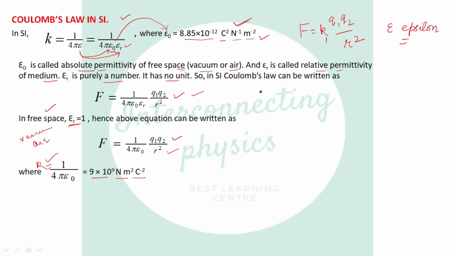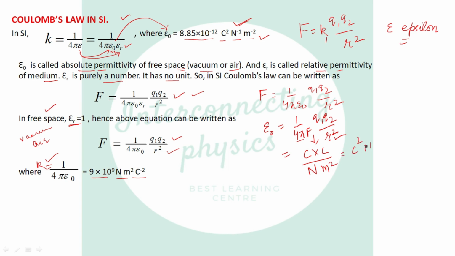So let us calculate the unit of epsilon. Since F equal to 1 over 4 pi epsilon naught Q1 Q2 over R square, let us cross multiply. Epsilon naught equal to 1 over 4 pi F, Q1 Q2 over R square. Now the SI unit of charge is Coulomb, so Coulomb into Coulomb. 4 pi has no unit, force is measured in Newton, and the SI unit of distance is meter, here meter square. So Coulomb square Newton inverse meter inverse square. So these are the units of epsilon naught.